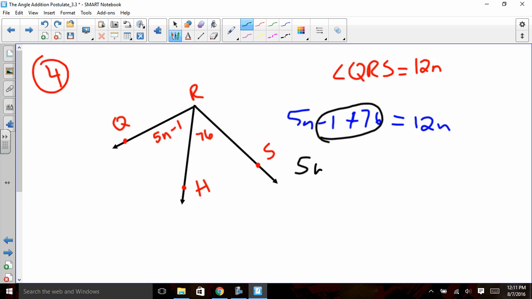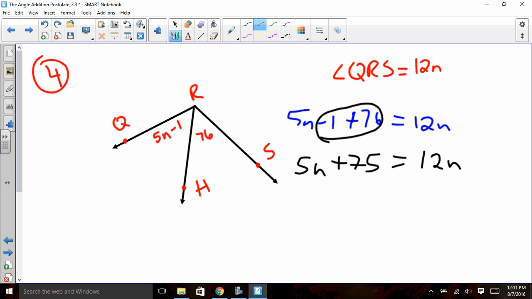So I have 5n plus 75 being equal to, so again, being equal to 12n. Next, we're going to approach that having two n's on opposite sides. So we have these same variables or like terms, just not on the same side. So we need to get one over to the other.